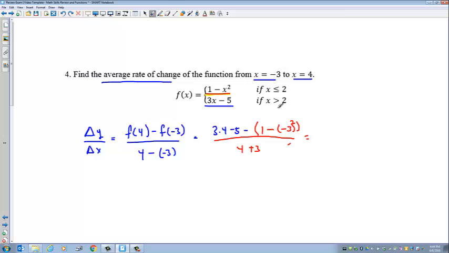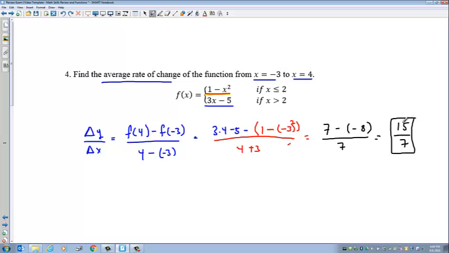And so what does that equal to? So we do the math here, and we get 12 minus 5, which is 7, minus, and then you have -3 squared, which is positive 9. 1 minus 9 is what? 1 minus 9 is -8. And that's all divided by 4 plus 3, which is 7. And so you're really adding 8 here because minus and negative is a positive. So you really have 15 over 7 for your final answer.